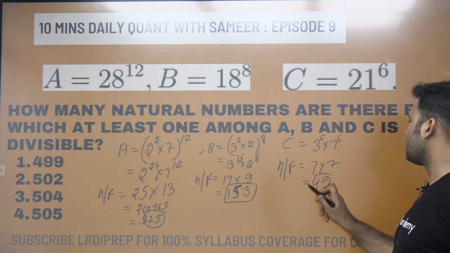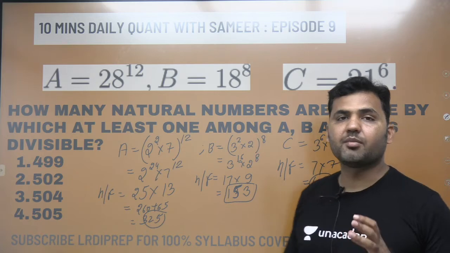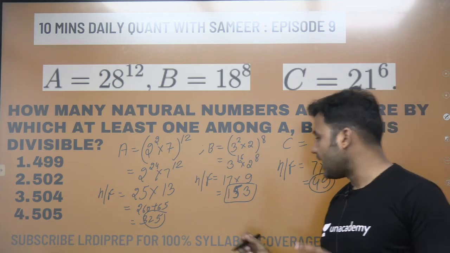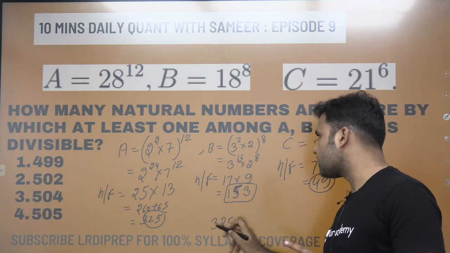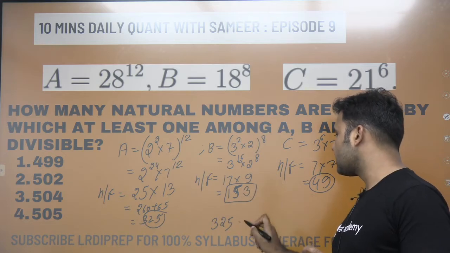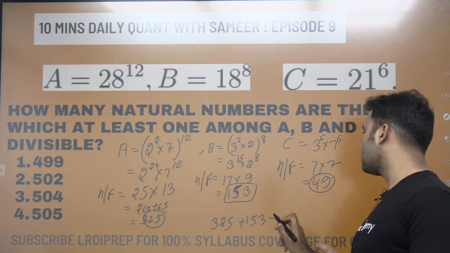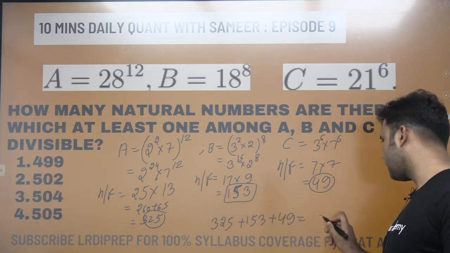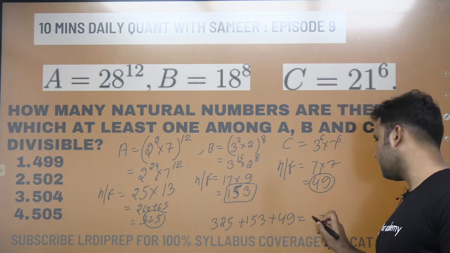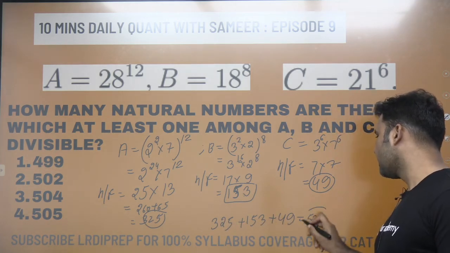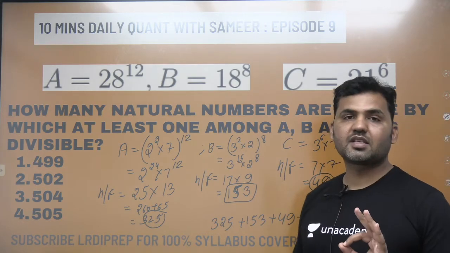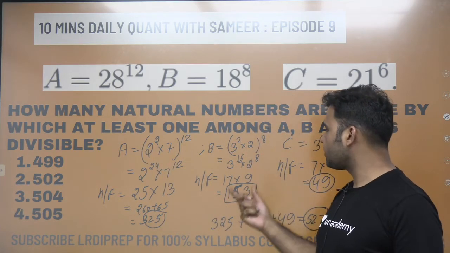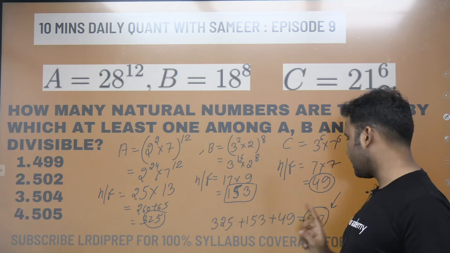So now I'm looking for all the natural numbers which are the factor of at least one of A, B or C. Now, I know that there are 325 natural numbers which are the factors of A, 153 natural numbers which are the factors of B, and 49 natural numbers which are the factor of C. So, if I add them up, 9 plus 3, 12 plus 5, 17, 1 plus 4, 5 plus 5, 10 plus 2, 12, and 3, 1, 4, 5, 527. There are total 527 factors. If I add them up, 325 factors of this number, 153 factors of this number, 49 factors of this number, total becomes 527.